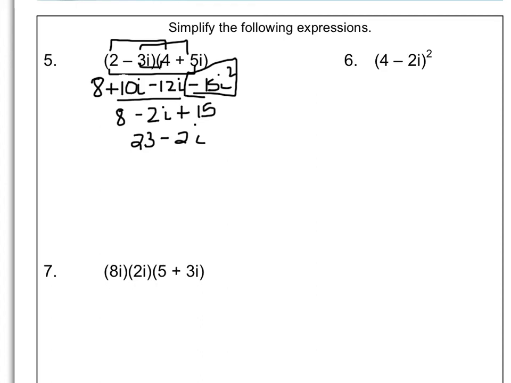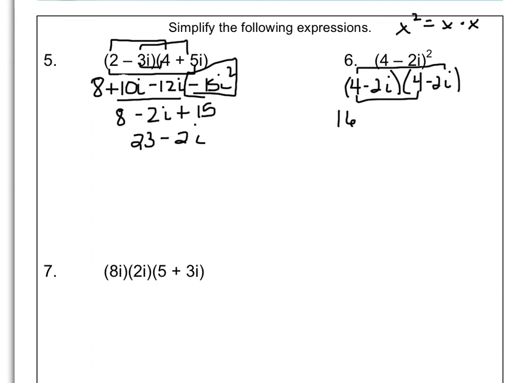Okay, number 6. Number 6 looks a little bit different because now we have a quantity squared term. Now, if you remember from before, I said x squared is the same thing as taking x times x. So 4 minus 2i squared is going to be the same thing as taking 4 minus 2i times 4 minus 2i. There's two of them. And now we FOIL. So first times first is 16. Outsides is negative 8i. Insides is negative 8i. And last is positive 4i squared.